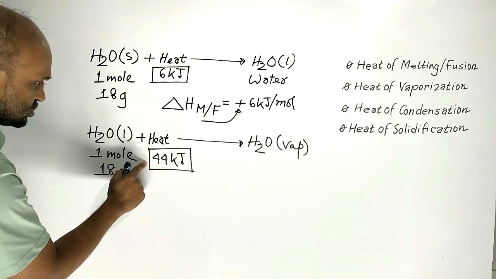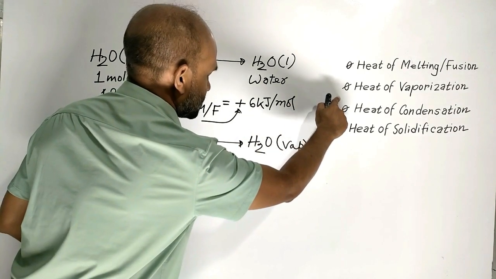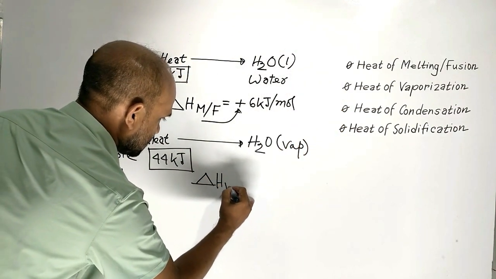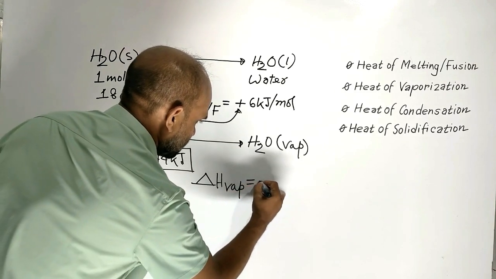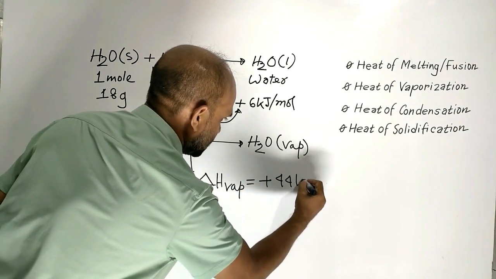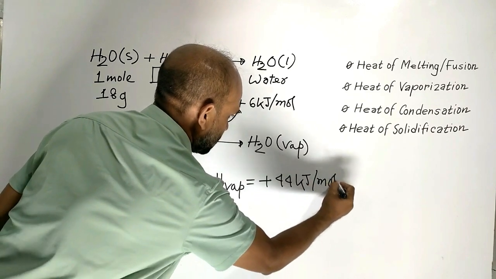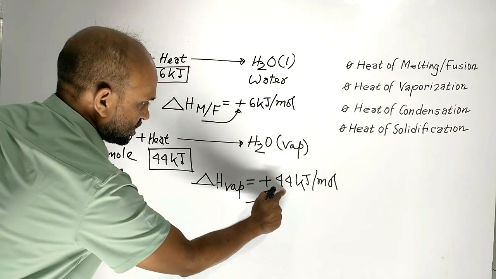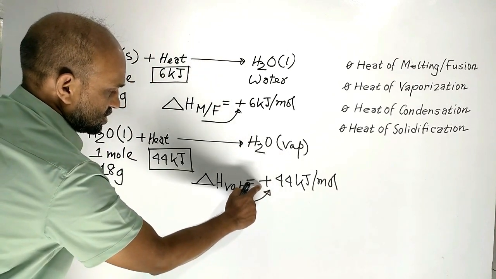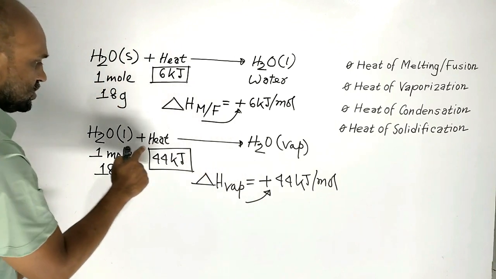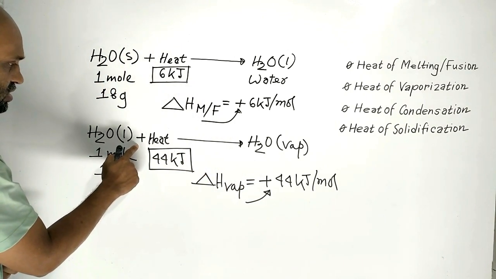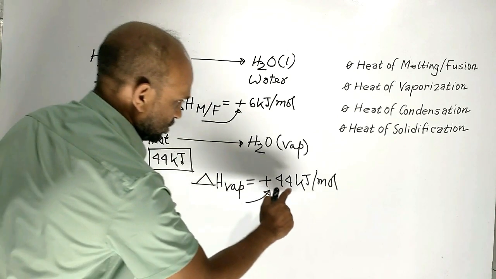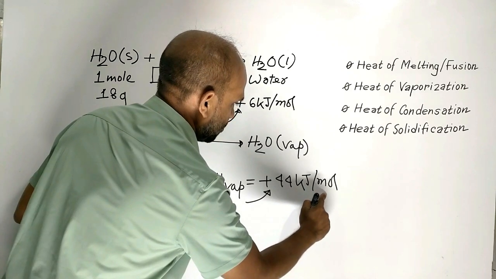This amount of heat is known as heat of vaporization. Heat of vaporization is denoted by delta H vapor plus 44 kilojoule per mole. This process receives 44 kilojoule heat. For this reason, this is plus, which is a kind of endothermic reaction, and this heat is required for 1 mole substance. So unit is kilojoule per mole.